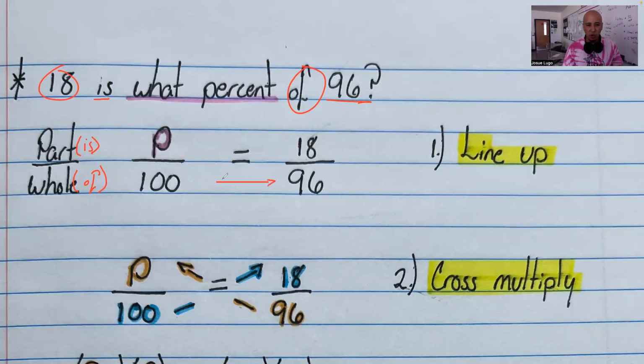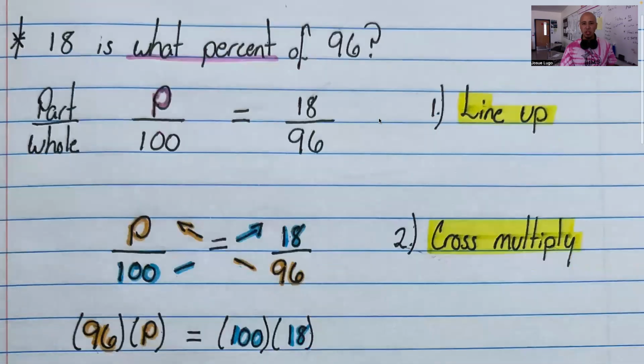Notice how the whole is always down here with the 100%, because the whole is always 100%. And the percentage is always the part. Now, do not assume that the part is always less than the whole. It is possible to have more than 100% of something, but usually the part is less than the whole, but not always. Okay, so we lined it up.